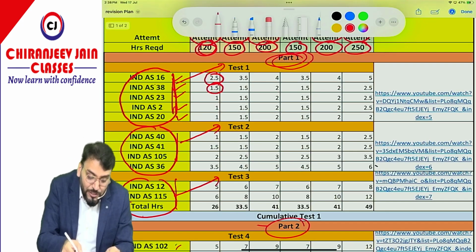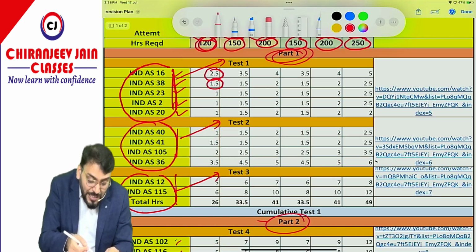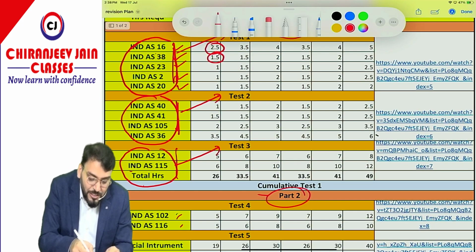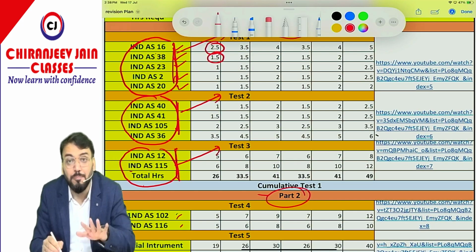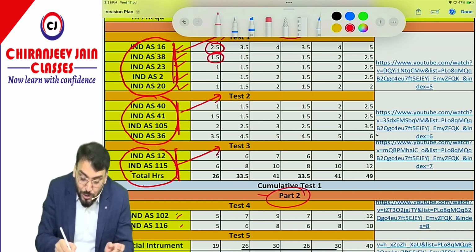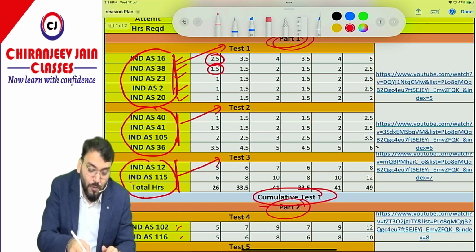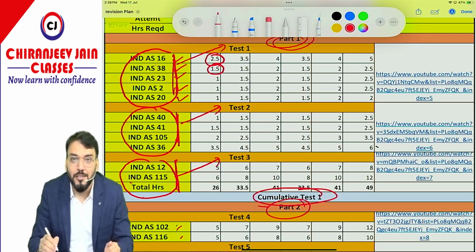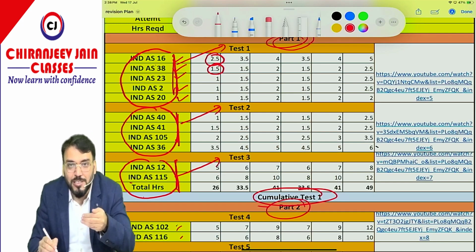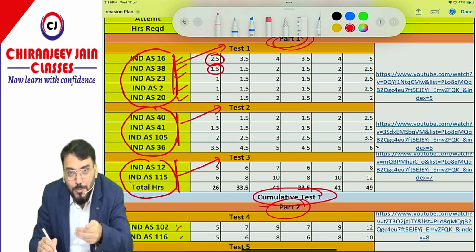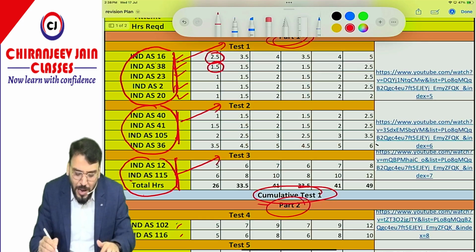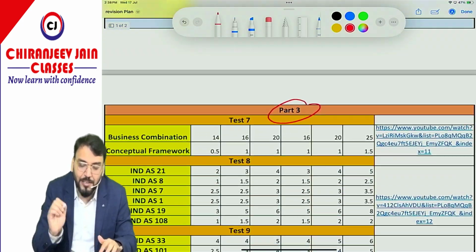Now you can see once you have written test 1 for this, then start your next preparation, and once you have completed Part 1, then you can write cumulative test 1. Cumulative test 1 is for all these chapters. So after writing test 1, test 2, test 3 chapter wise, you can write the cumulative test also. And the same way I have given for Part 2 and Part 3.